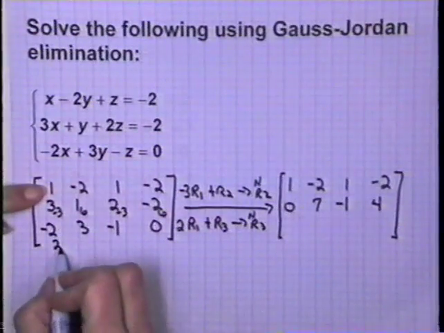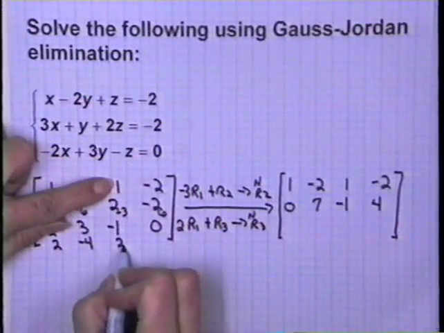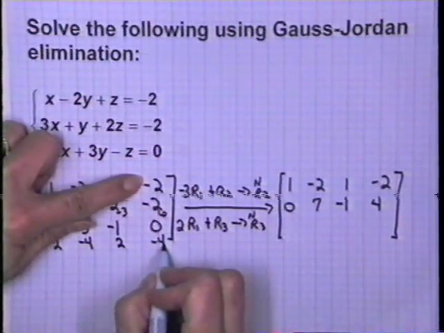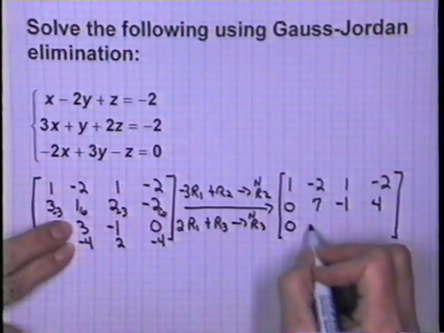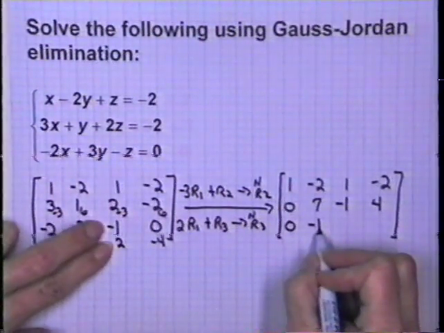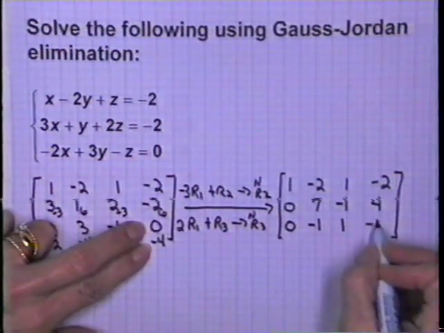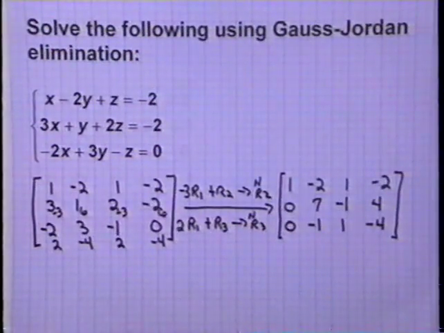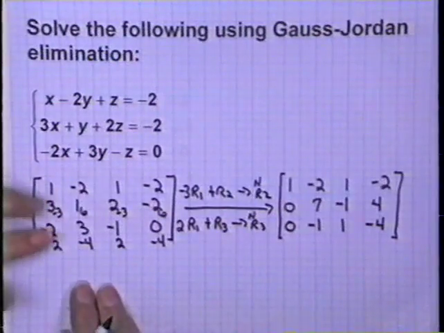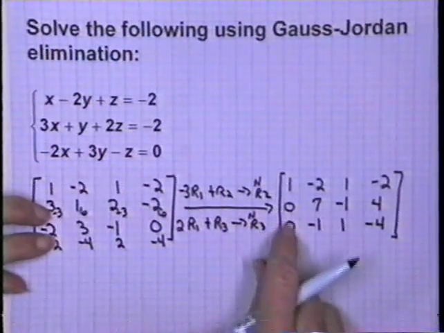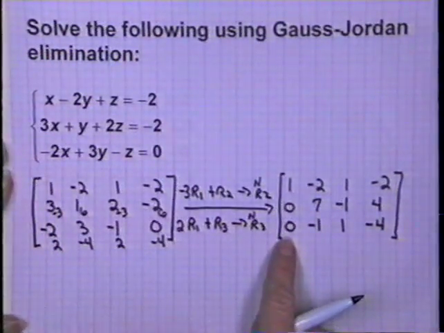2 times 1 is 2. 2 times negative 2 is negative 4. 2 times 1 is 2. 2 times negative 2 is negative 4. Now let's add. I get a 0. 3 and negative 4 gives me a negative 1. Negative 1 and 2 gives me a 1. And 0 and negative 4 gives me a negative 4. Notice that once I had the 1 in this upper corner, I used that 1 to produce my zeros underneath here, don't I? Okay? Now, I've got the first column all nice like I want it.